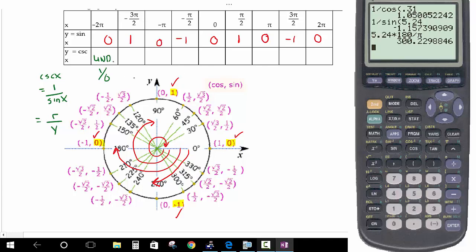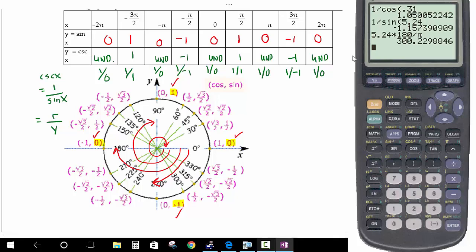Then if we go to the next one, we have 1 over 1, which is 1. 1 over 0, again, is undefined. 1 over negative 1 is negative 1. 1 over 0 is undefined. 1 over 1 is 1. 1 over 0 is undefined. 1 over negative 1 is negative 1. And then we have another undefined like that. Okay, so that's how that's going to go then.